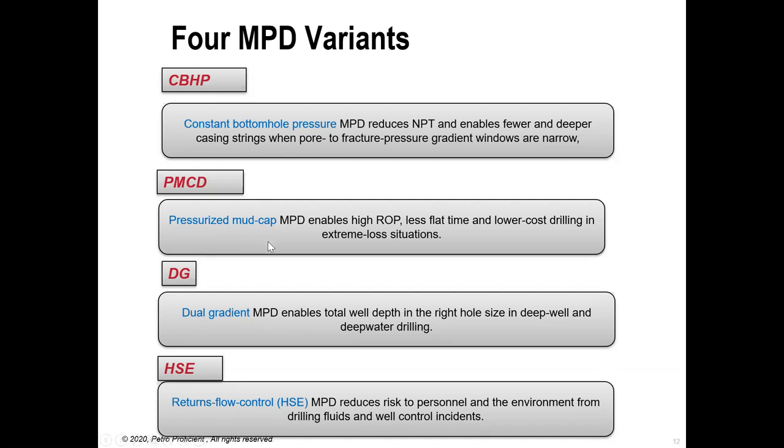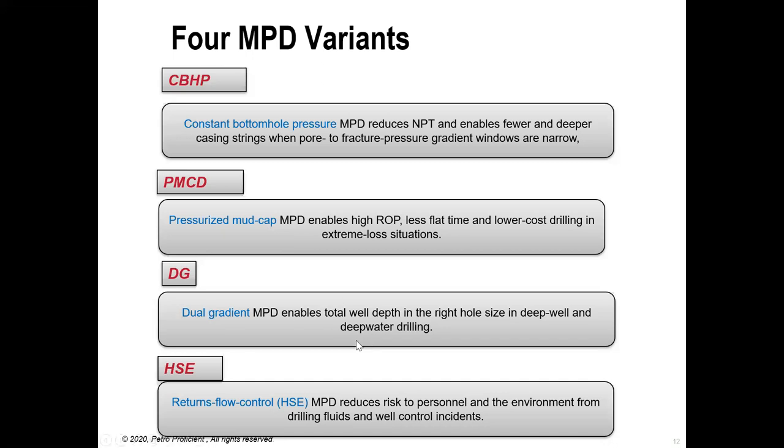Pressurized mud cap drilling is used in extreme loss circulation situations. So in cases where you have carbonate formations with big losses, you have huge fractures and vugs where you have total losses, then this method is used to continue to drill with losses without getting any returns to surface.